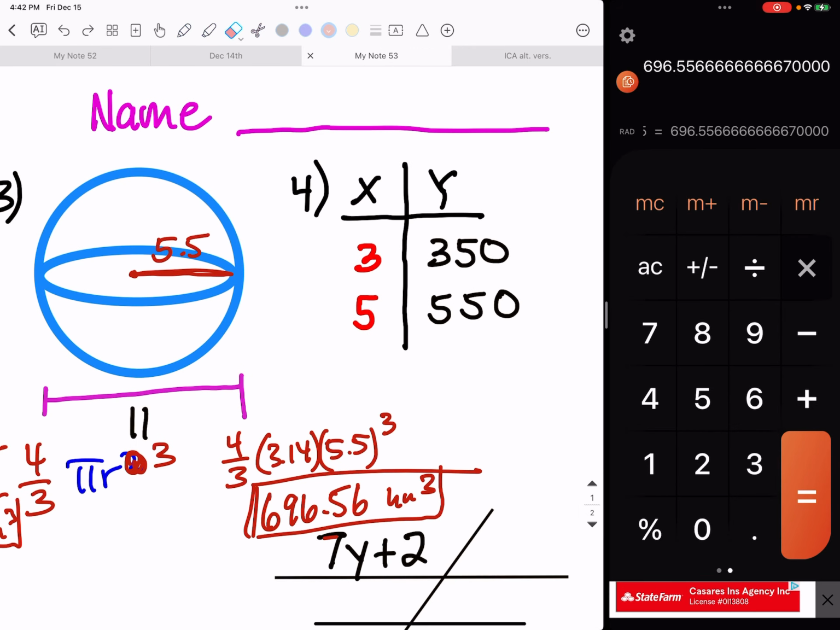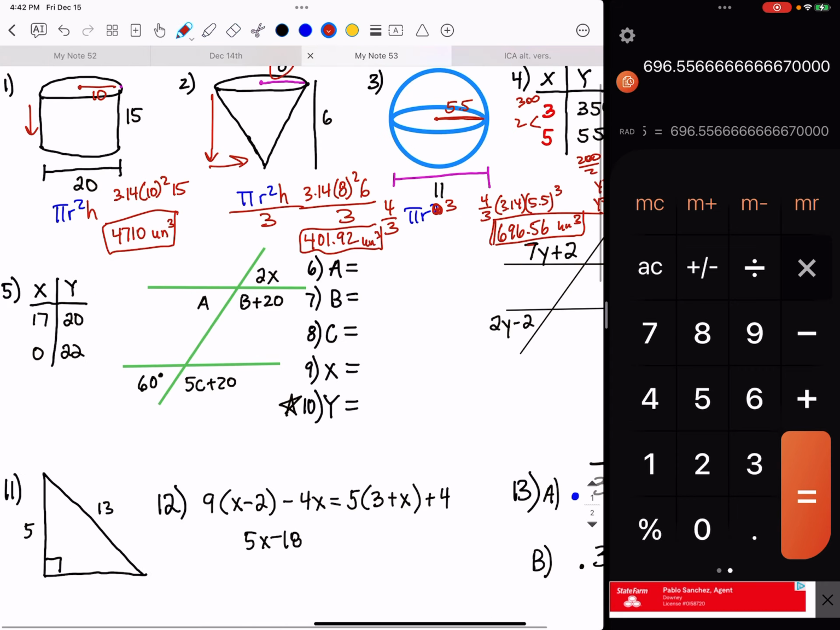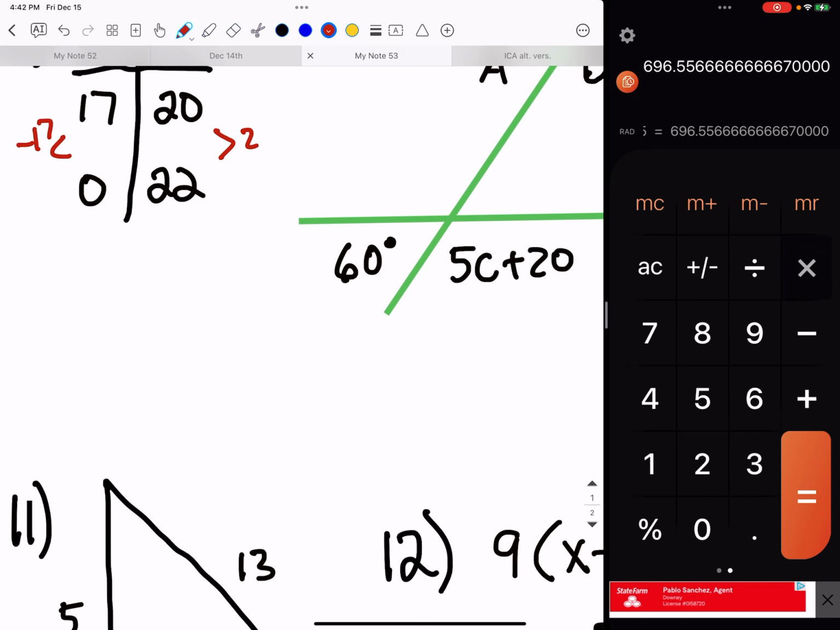This one goes up 200. It goes over 2. 200 divided by 2, the slope is 100, so y equals 100x. 100x was 300, so we have to get to 350, so that's y equals 100x plus 50. Okay, this one goes up 2, down 17, so y equals 2/17, but it's negative because we have a negative over here.